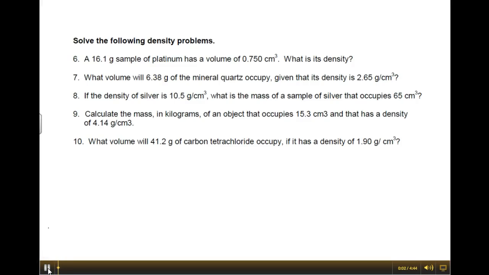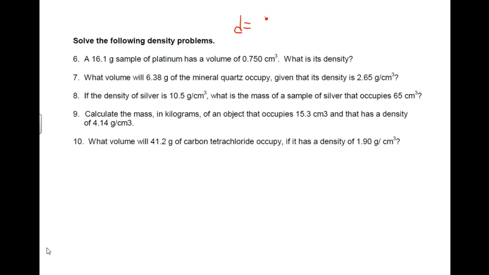is simply solve the following density problems. We need to remember the equation for density. Density equals mass over volume. Using algebra, we can figure out the other two equations. For instance, if we wanted to solve for mass, it would be density times volume.